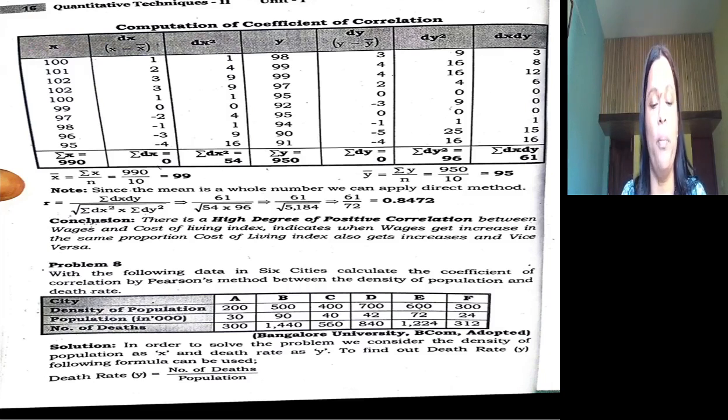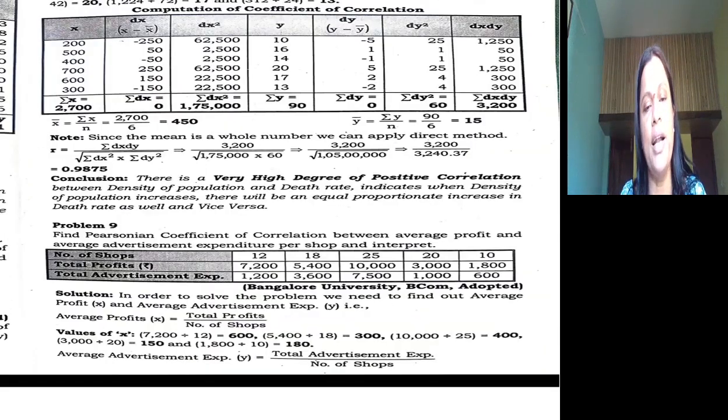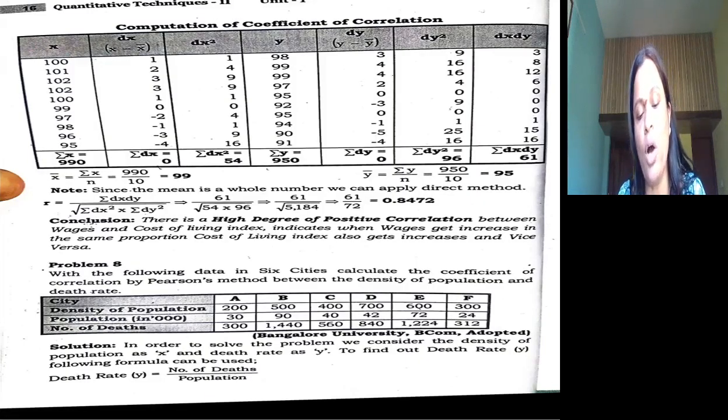That's why you should read the problem. It's clearly given. We should calculate the correlation coefficient between density of population and death rate. So death rate is not given. So you should calculate death rate by dividing number of deaths by what? By population. So it's 300 by 30. Did you get my point? 300 by 30. In the same way, 1440 by 90, 560 by 40, 840 by 42, 1224 by 72, 312 by 24. You will arrive at the death rate.